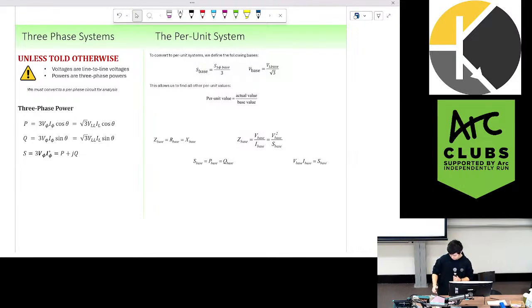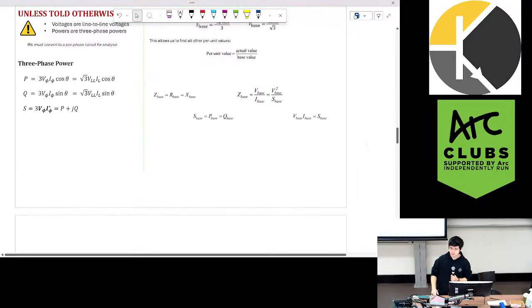Per unit system: main concerns would be when you're working with transformers, you have 2 different unit systems on either side of the transformer. Ensure that you are converting to the relevant base, right?